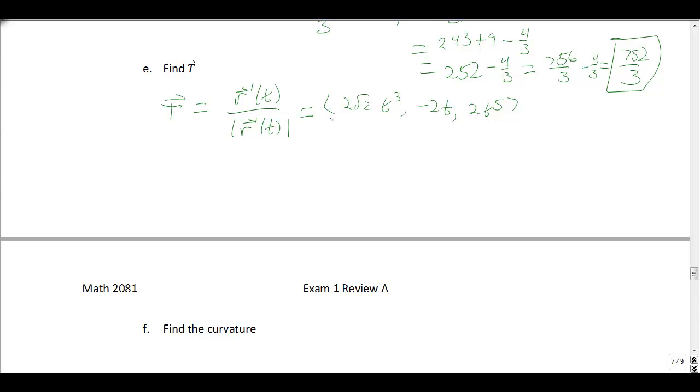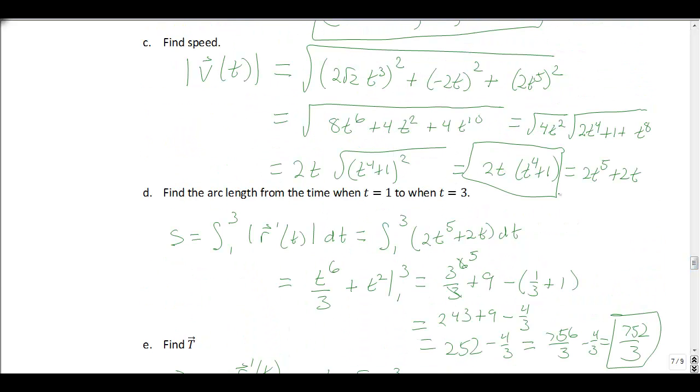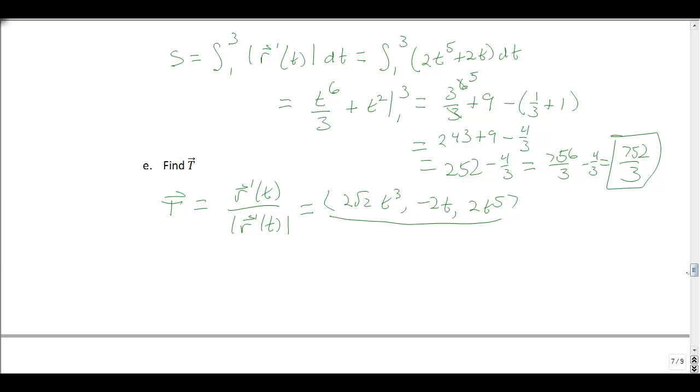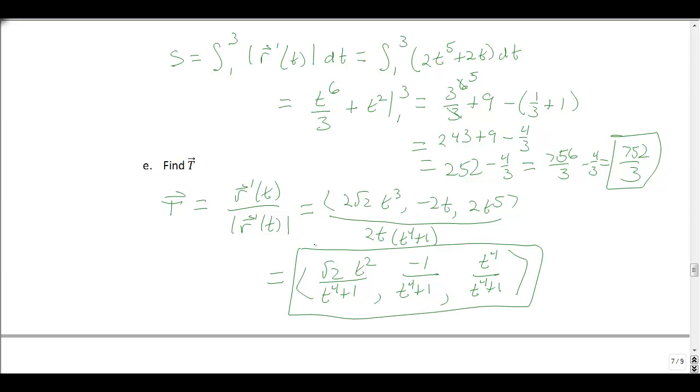So this is r prime of t, but I have to divide by the magnitude of r prime of t, which I could find again, but that was just our speed. That's 2t times t to the 4th plus 1. And then you can divide component-wise. So 2 and 2 will cancel, so I'll get square root of 2. One of the t's cancels, I get t squared over t to the 4th plus 1. Negative 2t over 2t will give me a negative 1 over t to the 4th plus 1. 2t to the 5th over 2t will give me t to the 4th over t to the 4th plus 1. So this is our unit tangent vector at any time t.